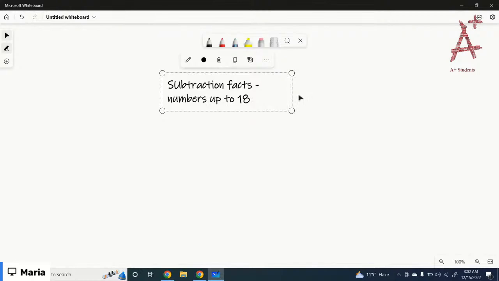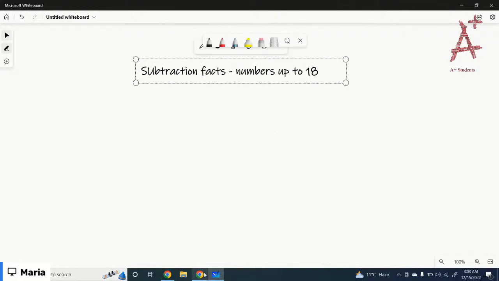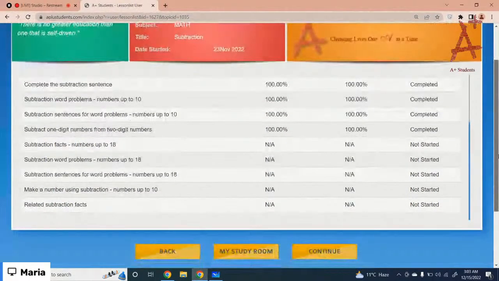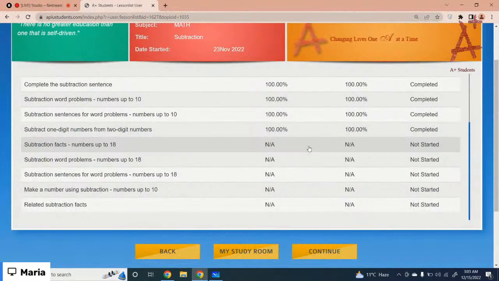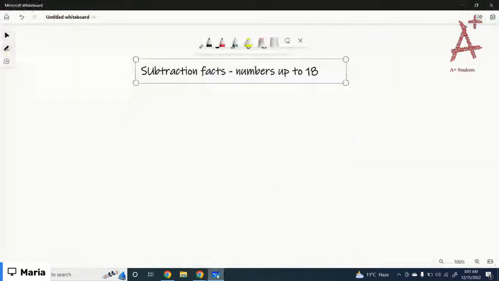Okay, here is the first lesson, that is subtraction facts, numbers up to 18. So let's start with the lesson. Here I am on grade 1 maths. The chapter name is subtraction. Here is the lesson I'm going to start with, subtraction facts, numbers up to 18. Let's start with the first example. You have to subtract 11 subtract 9.